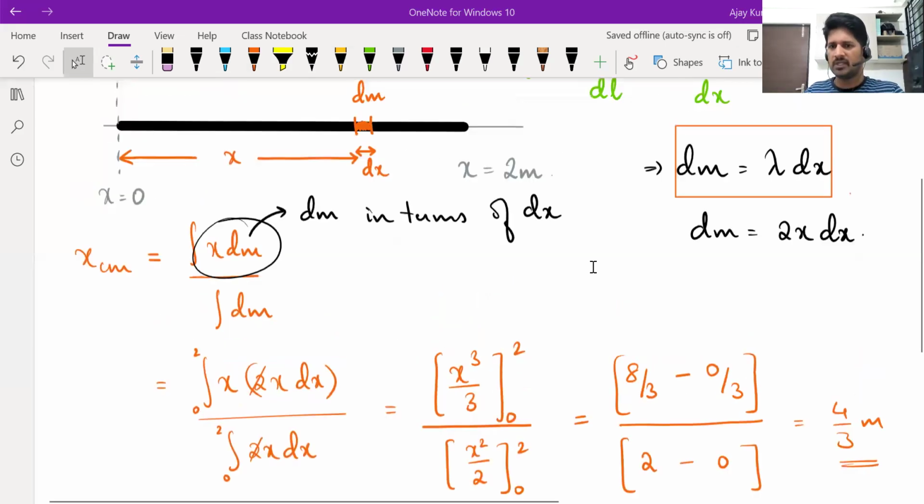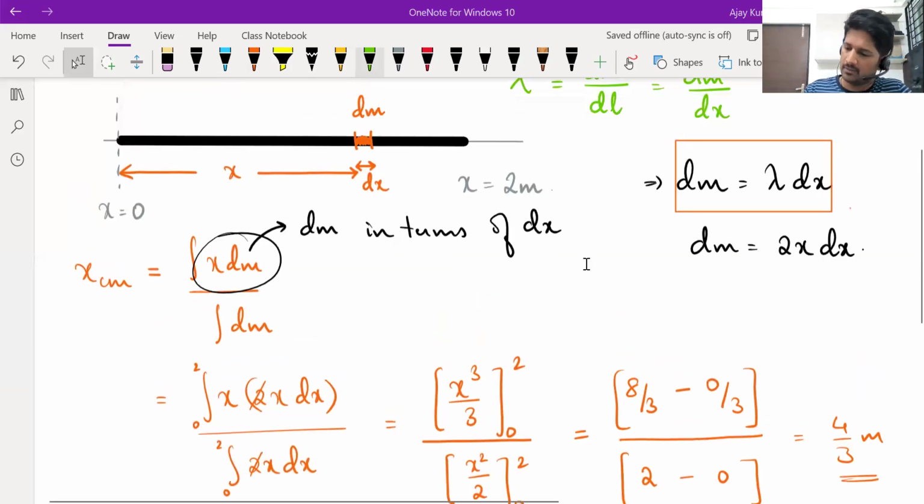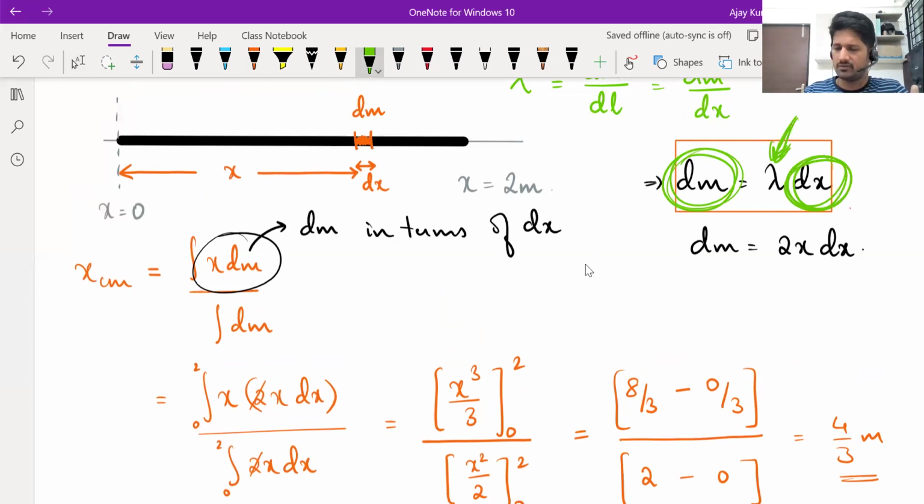Since it's a linear mass distribution, remember this in general. Whenever it's a linear mass distribution, mass of an element can be taken as mass per unit length multiplied with the length of the element. That's all. For linear mass distributions, you use mass per unit length. That's the idea. Okay.